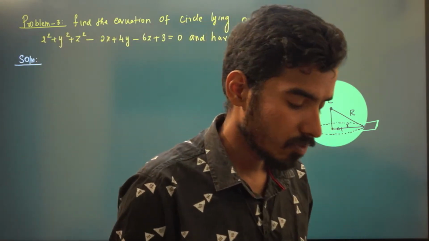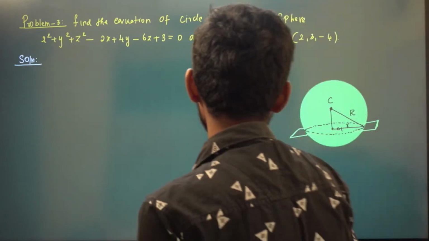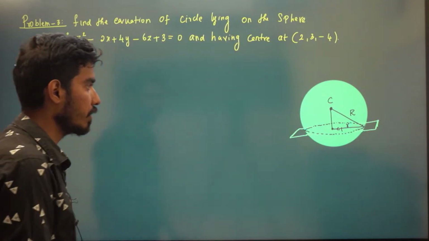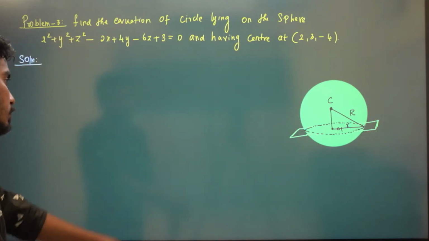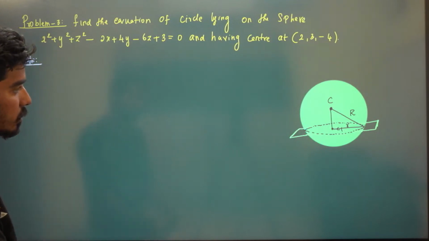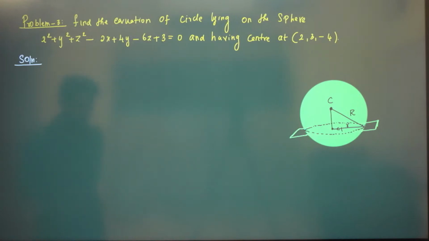Very easy. The equation of a circle is nothing but a sphere combined with a plane. We already know the sphere, so we need to find the equation of this plane. That's it. How to find the equation of this plane?